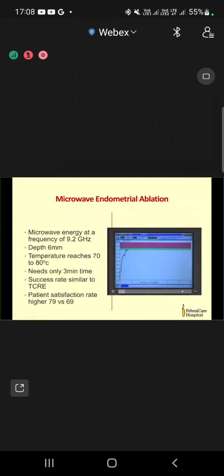The procedure progresses in this fashion, with gradual movement. We have to maintain within this zone. The microwave energy is used at a frequency of 9.2 gigahertz. The depth of destruction is 6 mm. The temperature it reaches is 70 to 80 degrees centigrade. Doing is believing. It takes only 3 minutes. Success rate is as high as transcervical resection of endometrium, and the patient satisfaction ranges between 70 to 80%.